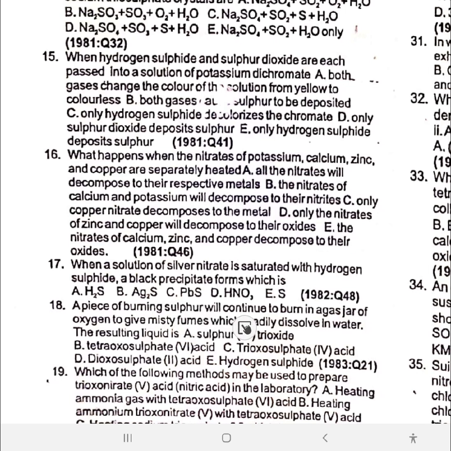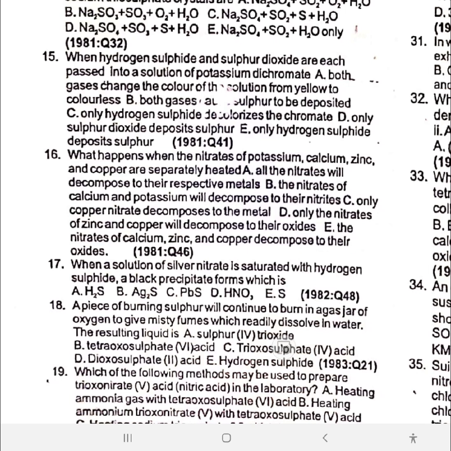Number 18. A piece of burning sulfur will continue to burn in a gas jar of oxygen to give misty fumes which readily dissolve in water. Let's continue. The resulting liquid is, now let's write down: sulfur, S, plus O2 equals SO2, then plus H2O equals H2SO3. What will happen is that it will give you trioxosulfate(IV) acid, which is H2SO3.